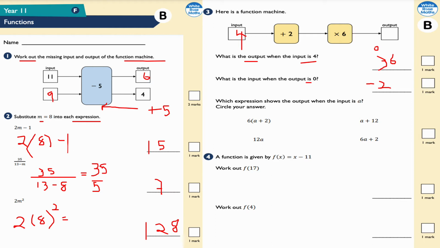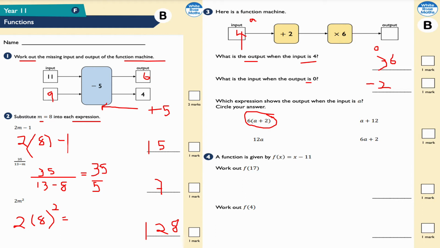Next part of this question, which expression shows the output when the input is A? So I'm going to do A plus 2 and then times by 6. So it's going to be this one here. I do A plus 2, so the brackets first and then times it by 6. So I'll put the 6 outside the bracket, because it's been times by 6.